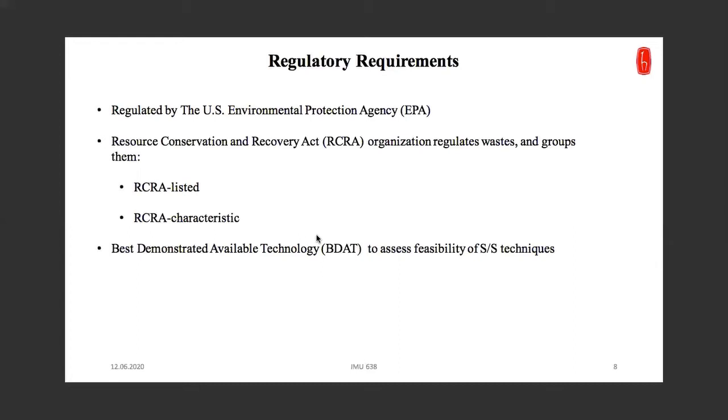It's not very common, and it's not very high cost. You can reuse this characteristic waste according to RCRA. And they're also using best demonstrated available technology, BDAT, to cover a lot of hazardous waste, according to EPA again.